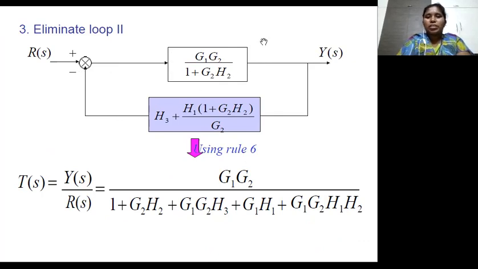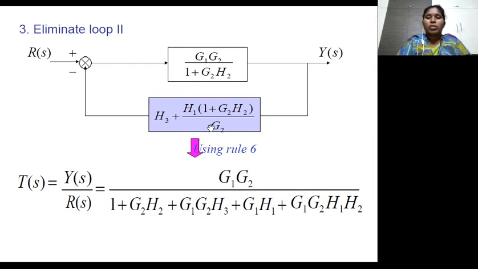So now I can say that this is a single closed loop having a negative feedback signal. This can be represented with a single G and this can be represented with an H. Now we can obtain the transfer function for this particular closed loop. What is the transfer function equation now? G divided by 1 plus GH, right? So in the place of G, you can substitute G1 G2 divided by 1 plus G2 H2, and in the place of H, you can substitute H3 plus H1 into 1 plus G2 H2 divided by G2.